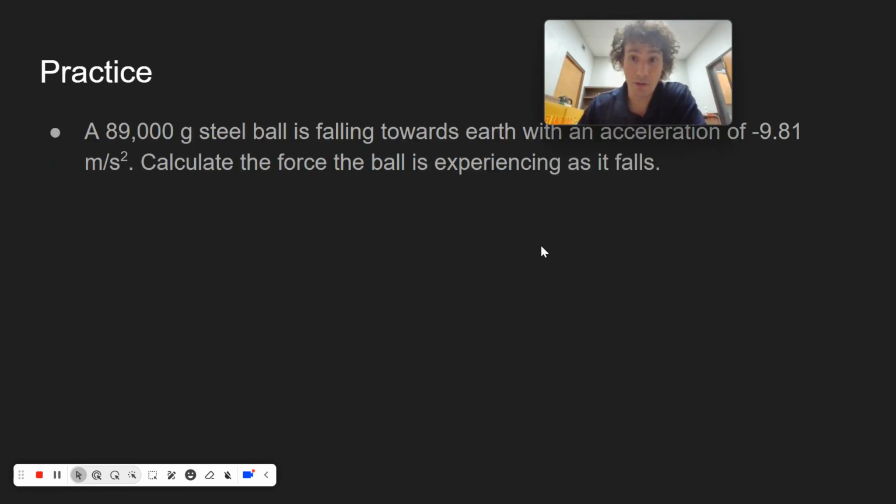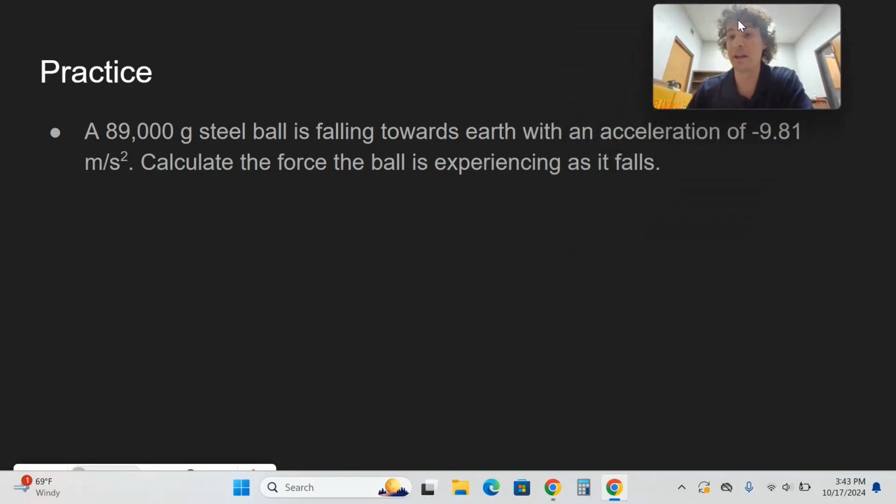Some examples, right? I'm not going to read the whole problem to save time. But we have this steel ball. It's falling towards Earth. The acceleration due to gravity is negative 9.81 meters per second squared. Notice it's negative because it's going down. Okay, and I want to know how much force.